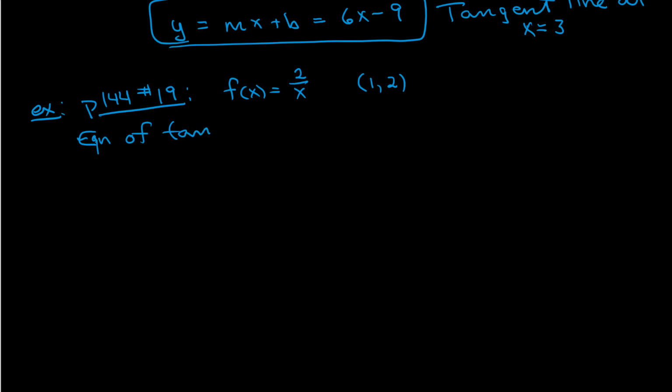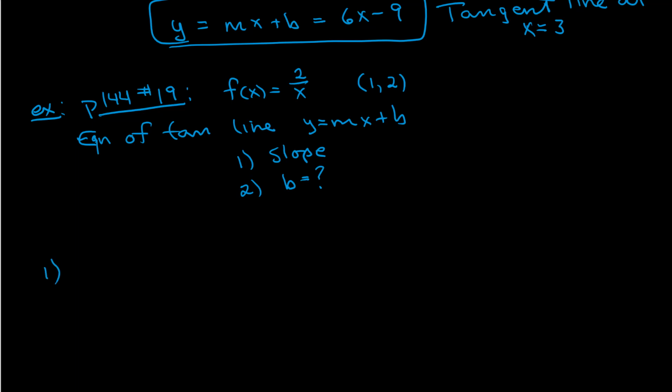To get the equation of the tangent line, we need a couple of things. First, we need the slope. Second, we need a value for b. Remember, when we're doing a line, it's going to be y equals mx plus b. So that's why we need a slope and we need a value for b. First, let's take a look at how we are going to get the slope.